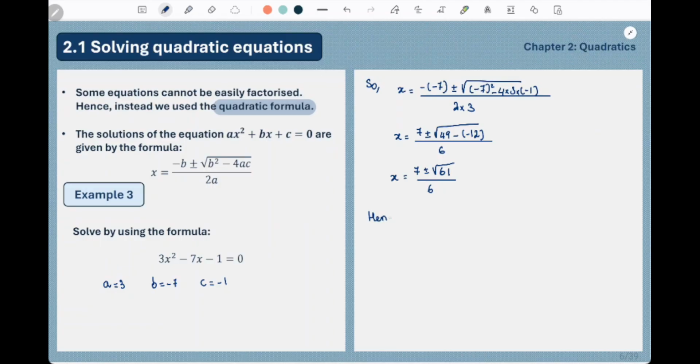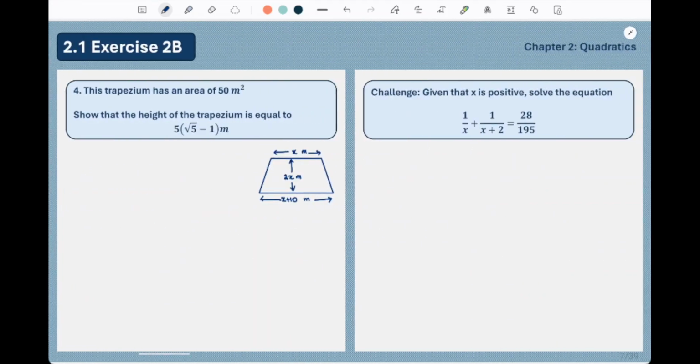Hence, the solutions are, right, so we got two solutions. x equals 7 plus square root of 61 over 6, or x equals 7 minus square root of 61 over 6. So now we know how to use this quadratic formula. Let's apply it onto two more examples and see it in action. Okay, so these are the problems.